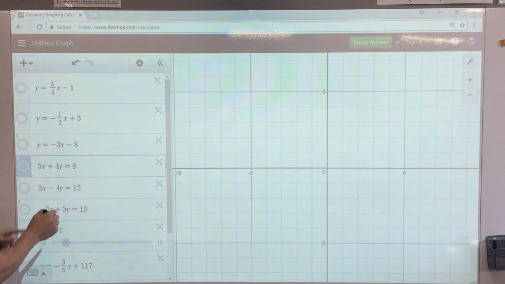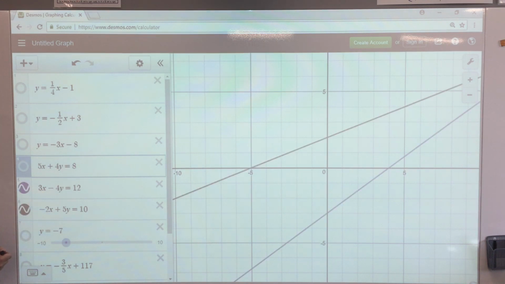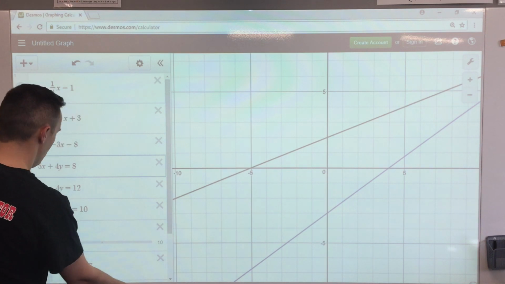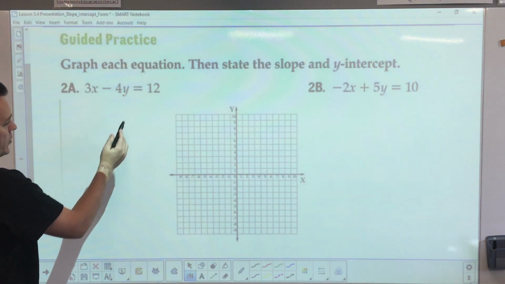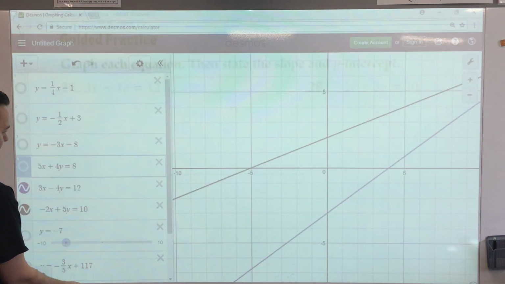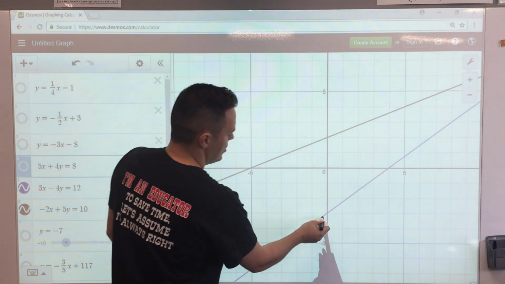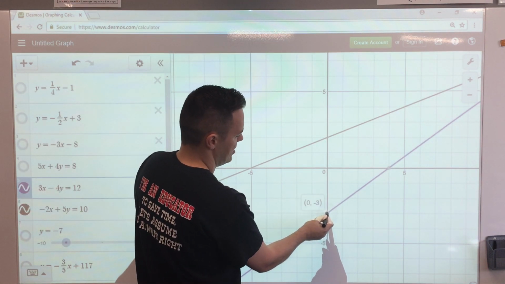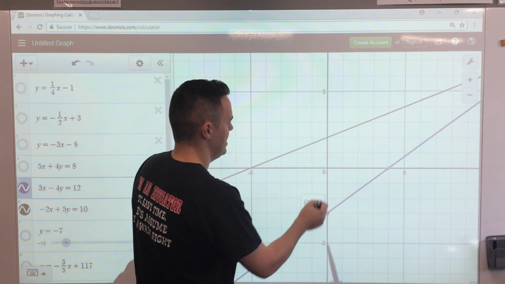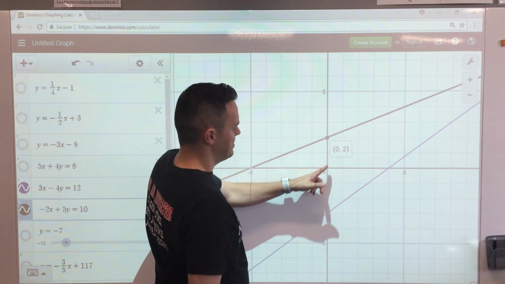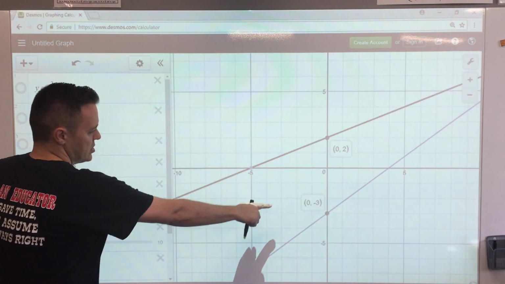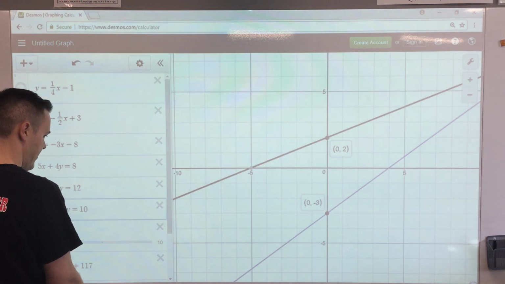Okay, so here's 3x minus 4y equals 12, and then here's the negative 2x plus 5y equals 10. So I got a purple one and a black, okay? The purple one is first on the board. If I look at my graph, I know the purple one's y-intercept is negative 3. And then I know the y-intercept on this one is 2. So negative 3 is the first graph.